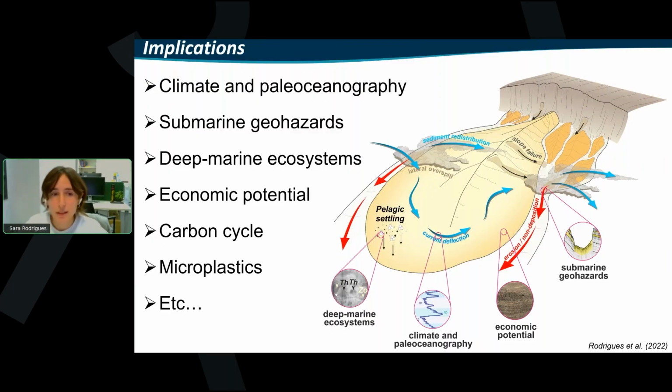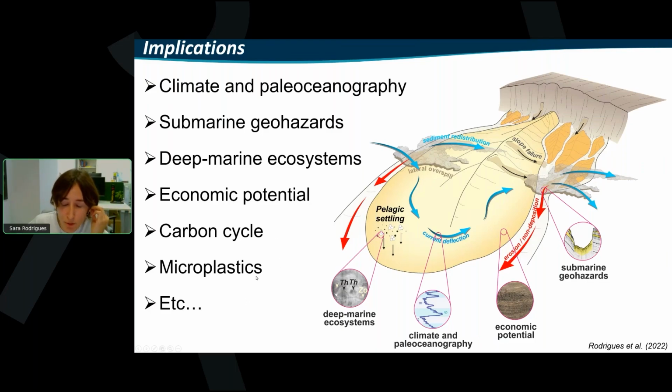Most of you already know that contourites can be very important because they can record and preserve the paleoceanographic changes and climates, but there are also other factors to consider. For example, the occurrence of submarine geohazards could be more prone to occur in these systems in case there is more sediment accumulation. We should also consider that they are important for deep marine ecosystems, because these currents could bring oxygen and other factors that are important for the macrofauna, but also for the economic potential, the carbon cycle, microplastics, and much more.